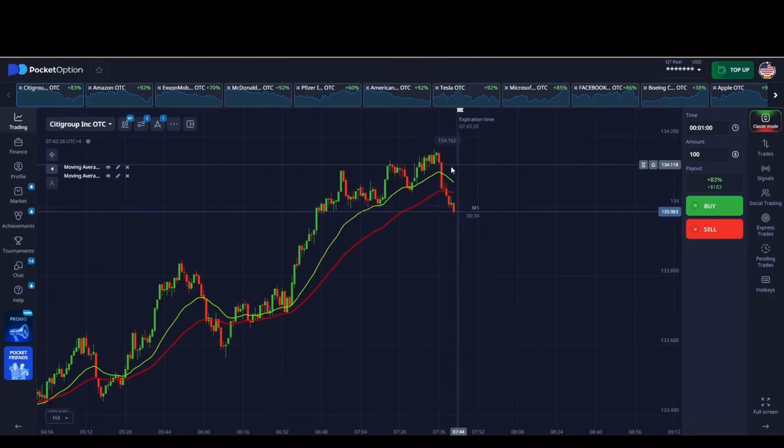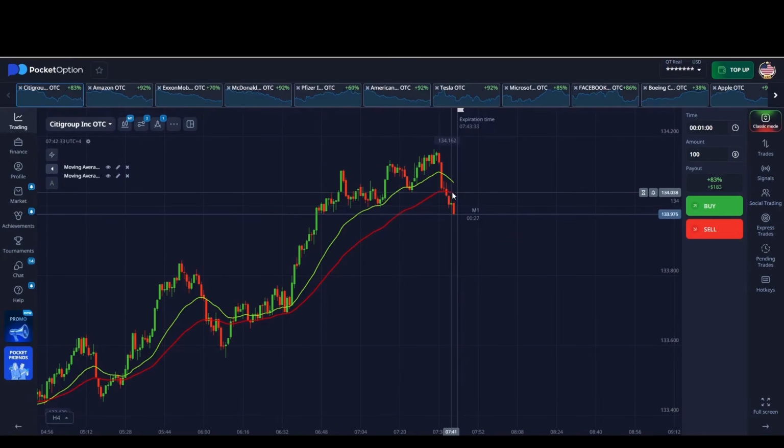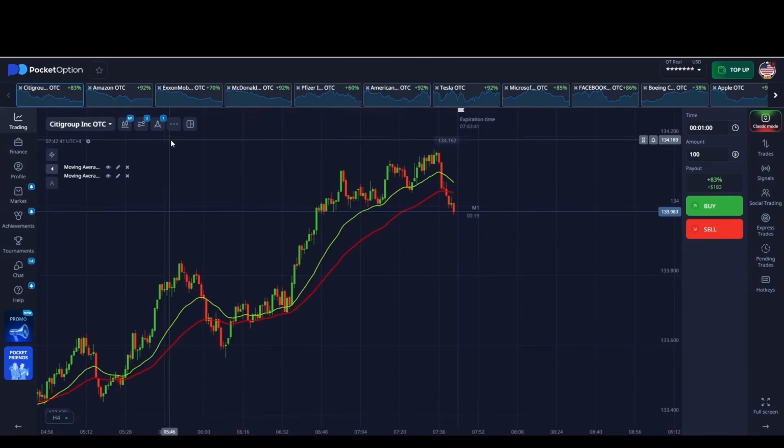Now you can see that the market has broken below the EMA. In this situation, it's better to wait for a retracement before taking a trade in the continuation direction. I'll make a separate video explaining how to take continuation trades using the EMA strategy. For now, let's move on to another asset and look at a live example.